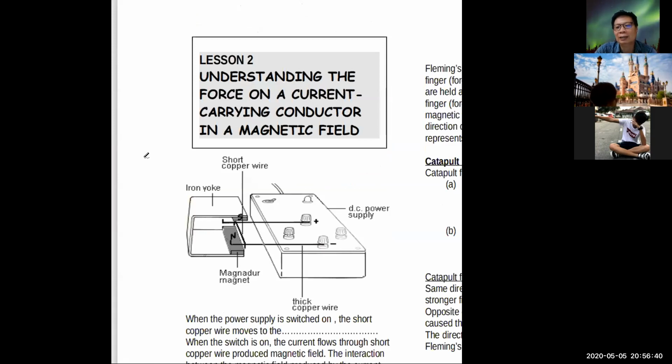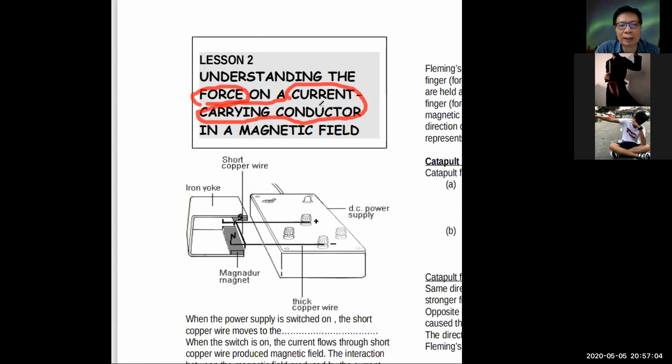What is the meaning of that? Why is the title so long? Let me explain to you first. This lesson 2 means you're going to study, first, the force. Second, the current carrying conductor, meaning a wire carrying current. So the second thing is a current inside a conductor, inside a wire. And the last part will be the magnetic field. So there are 3 things here: force, current, and magnetic field.